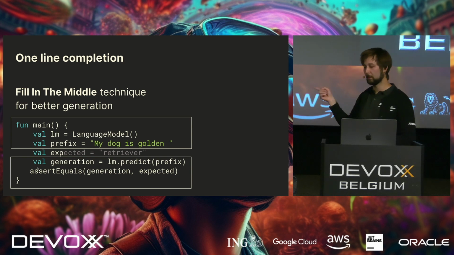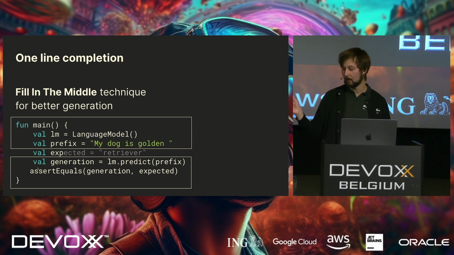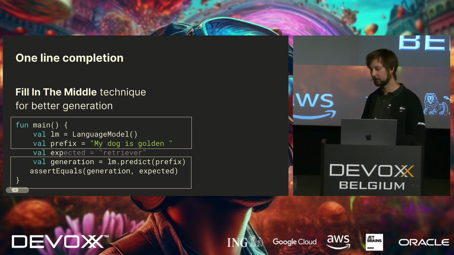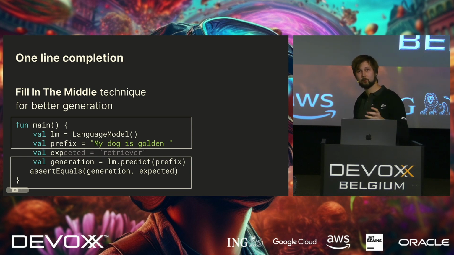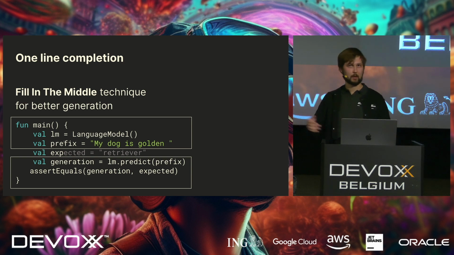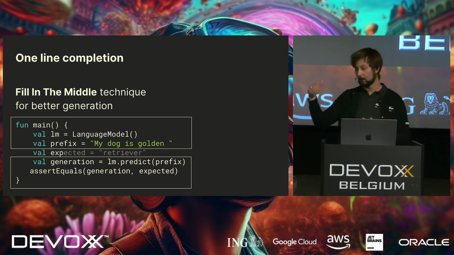We know that we will be predicting something and that we expect the generation to be equal to something called expected. When we are performing a generation here, val exp, our language model, seeing the prefix and suffix, understands that most likely, first of all, it should be expected, because this variable is already used later. And if we are using a very big language model, it may even understand that most likely the next word would be retriever.